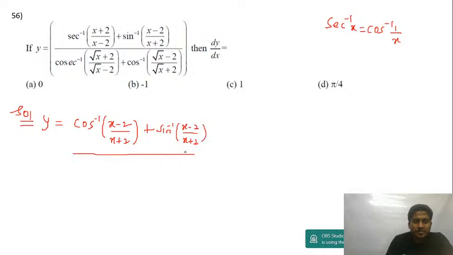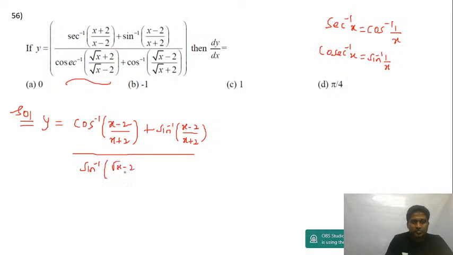And then divided by cosec inverse of x. Cosec inverse of x can be written as sine inverse of 1 by x. Again, inverse trick. So this can be written as sine inverse of root x minus 2 upon root x plus 2, plus this is cos inverse of root x minus 2 upon root x plus 2. Right, so let me close this.